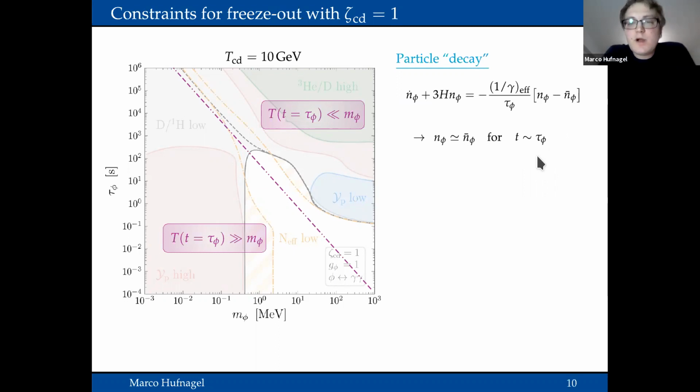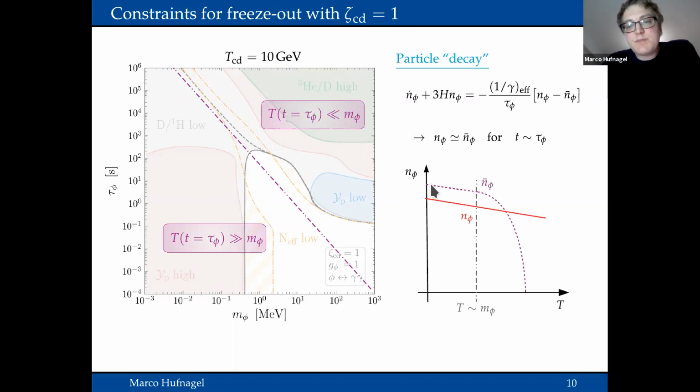So what does it mean? Well, it means that once a particle reaches its lifetime, it doesn't simply decay, but instead it gets effectively thermalized with the standard model heat bath. And this process actually has two very different effects in these two regions of parameter space. So to understand this better, I made this small sketch here with the number density as a function of temperature.